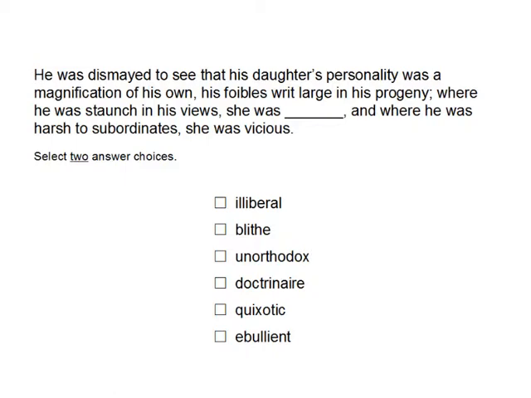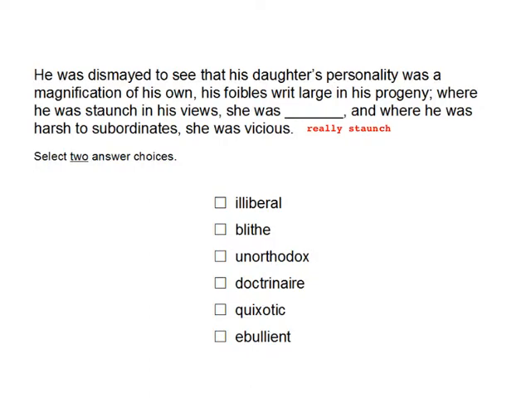Where he was staunch, and this is a magnification, keep in mind. So where he was staunch, she was, great, fill in here. I wonder what you guys used. I used really staunch. Where is it? There it is. She was really staunch. And where he was harsh, she was vicious.